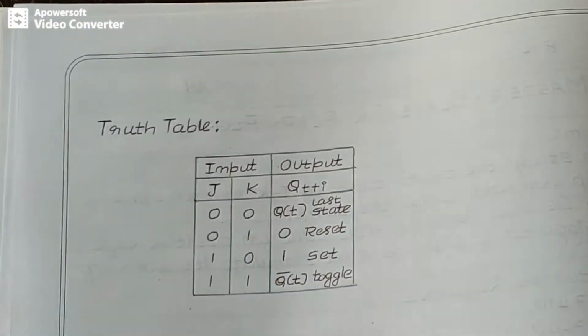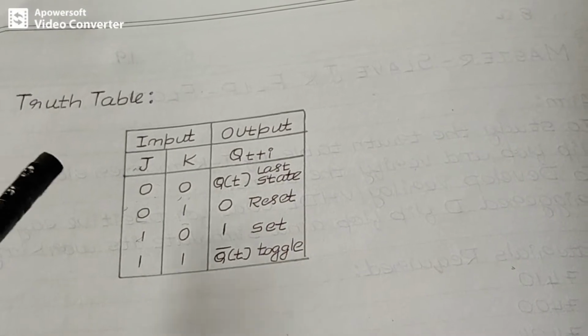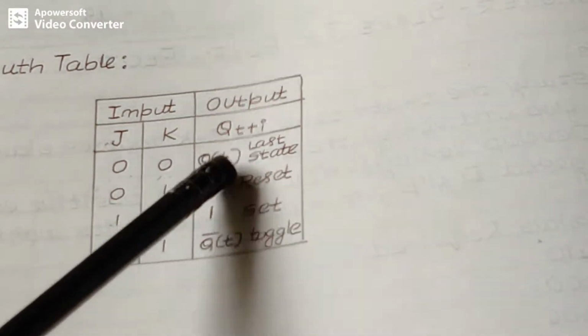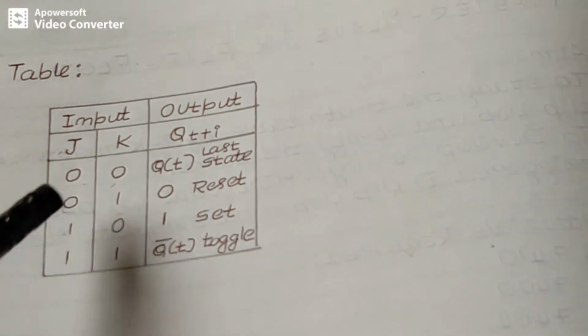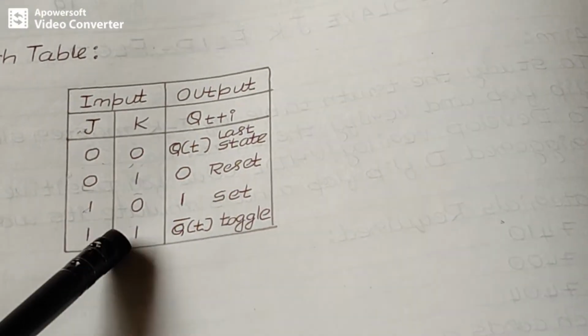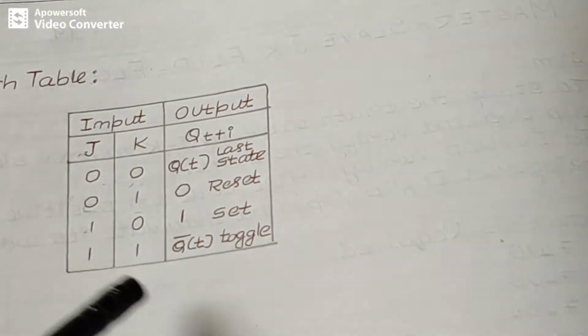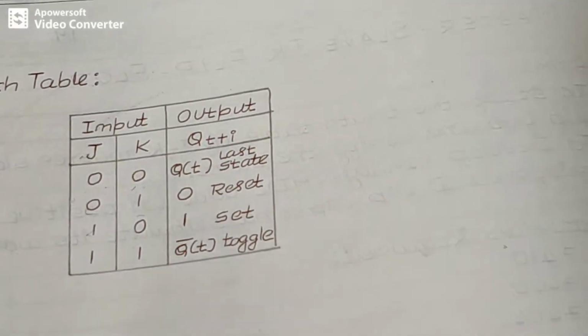Now we will see the implementation part. This is the truth table for JK flip-flop. When J and K are 0, 0, output is the last state. When J is 0, K is 1, output is reset. When J is 1, K is 0, output is set. When both are 1, output is a toggle. So this is the truth table of a JK master slave.